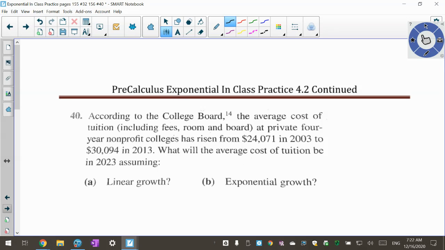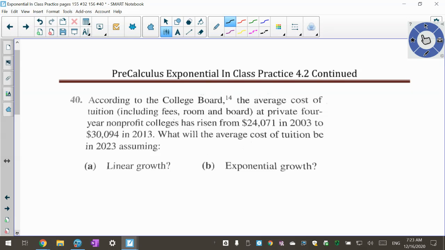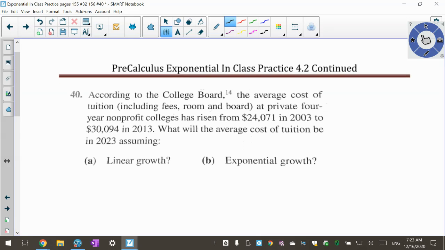Okay, number 40. I like this one as well, because again, we're taking some data and seeing what the model would look like if it was linear growth or exponential growth. It says, according to the College Board, the average cost of tuition, including fees, room and board, at a private 4-year nonprofit college has risen from $24,071 in 2003 to $30,094 in 2013. What will the average cost of tuition be in 2023, assuming linear growth and exponential?